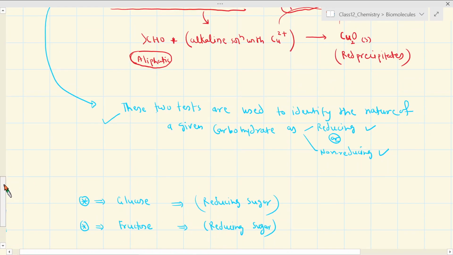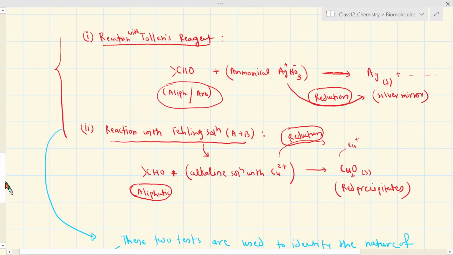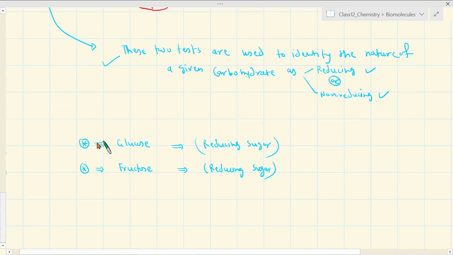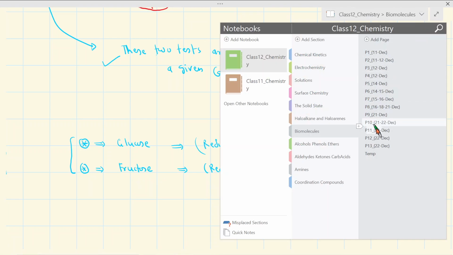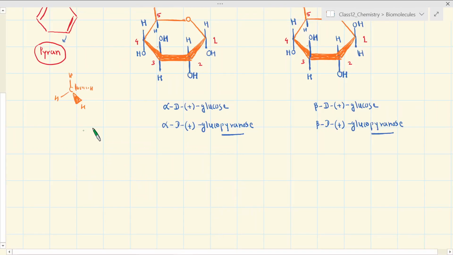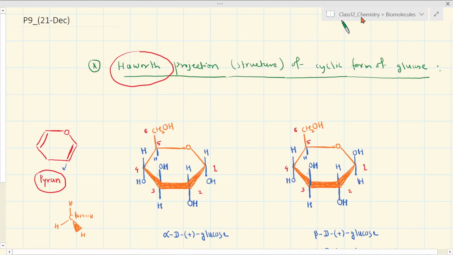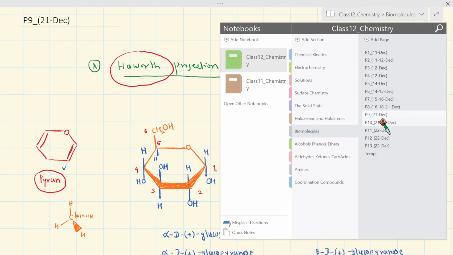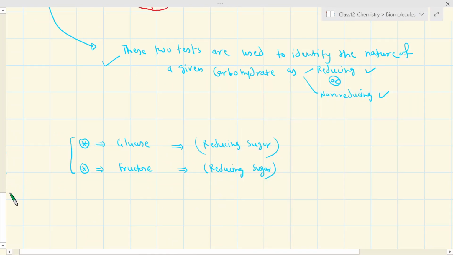Because these tests are specific to only the aldehyde group. How will you explain this? It's a fact, fructose gives this test. Our problem comes only when we visualize fructose as a static structure made up of only one type of molecule, as we have discussed on this page itself.